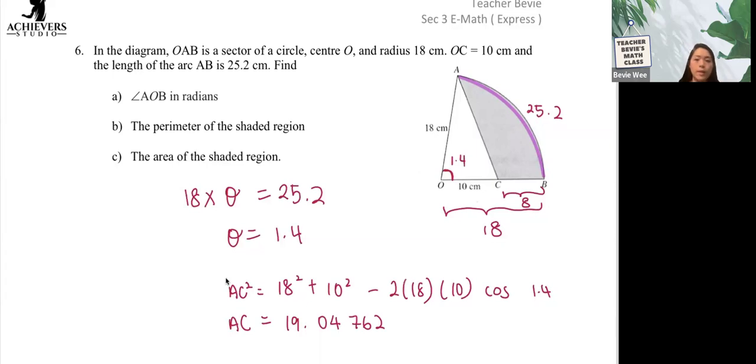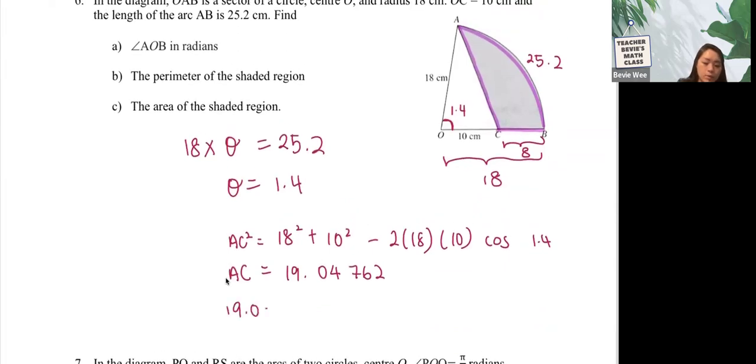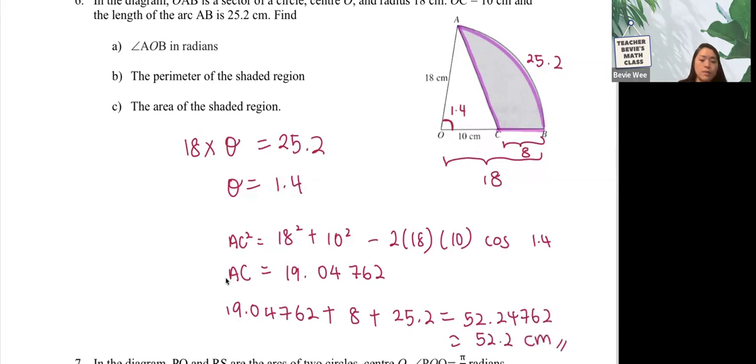Okay, this is my AC that I got. Can you help me double check? All right. So they are looking for the perimeter. I need AC, CB, AB, everything added up. So my AC is 19.04762, CB is 8, AB is 25.2. Everything add up, I get 52.24762. 3SF again, 52.2 cm. That's all. Quite easy, right?